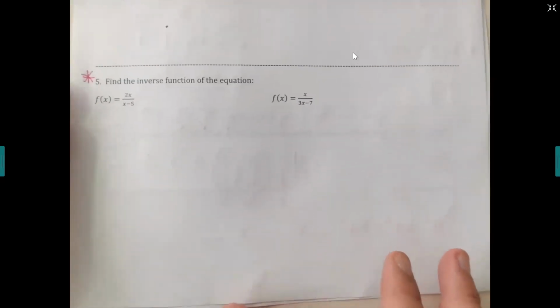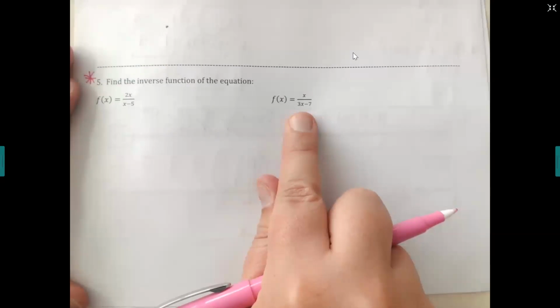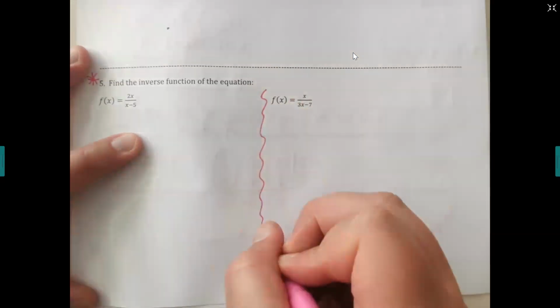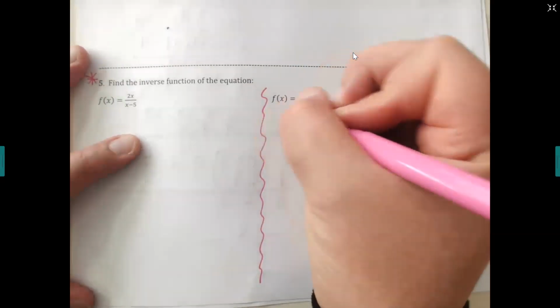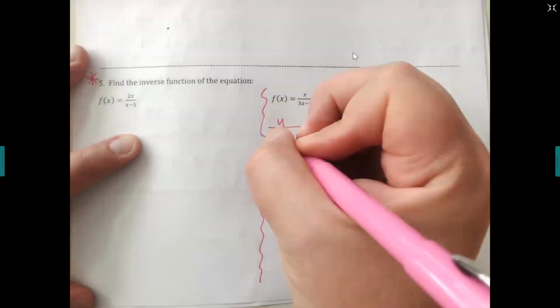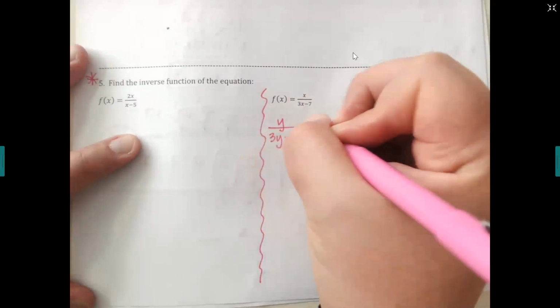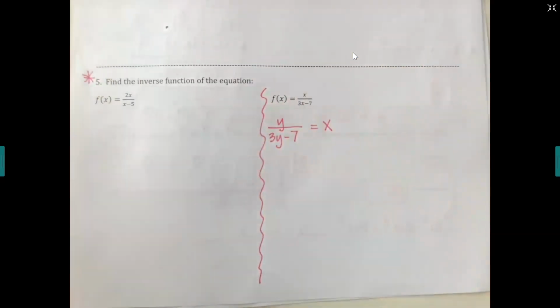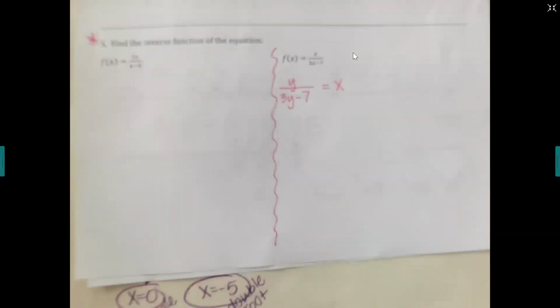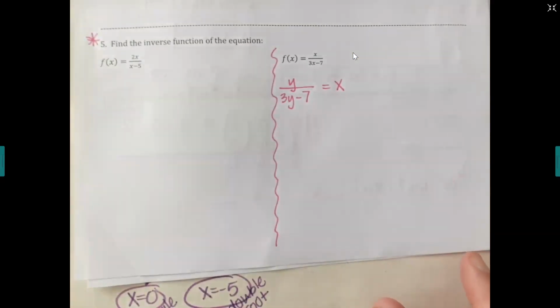What's the first thing I do to find an inverse with the letters? I switch them, right? So instead of x over 3x minus 7, now it's gonna be what? y over 3y minus 7, right? So let's start off by switching our letters. So it's y over 3y minus 7 equals x. That's step one. That's always been step one. The only reason this equation is a little worse is because how many y's am I dealing with? There's 2, since it's a fraction.